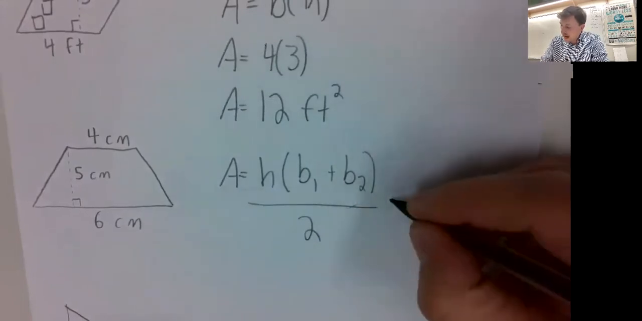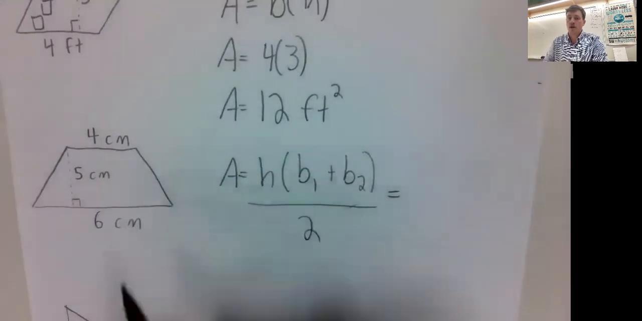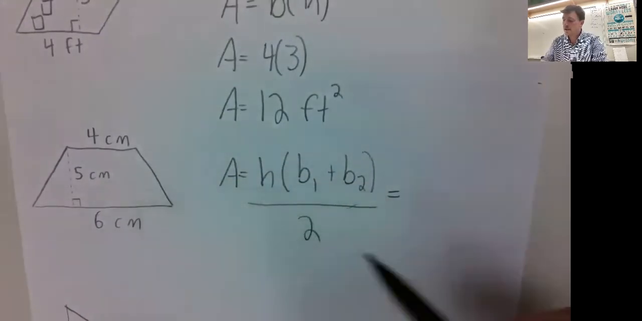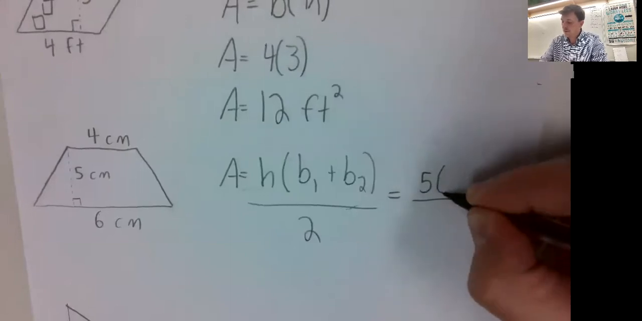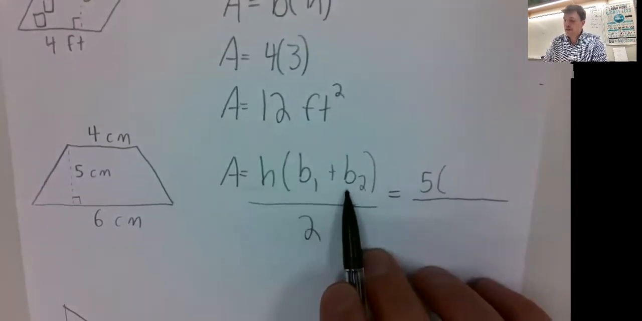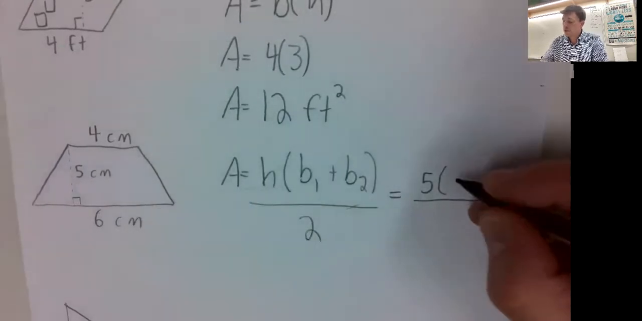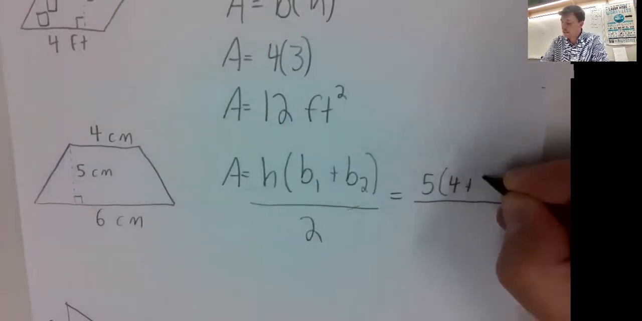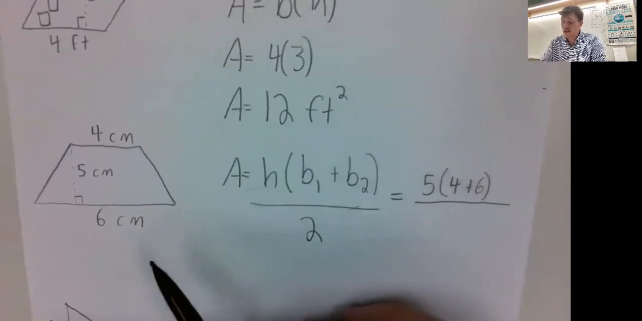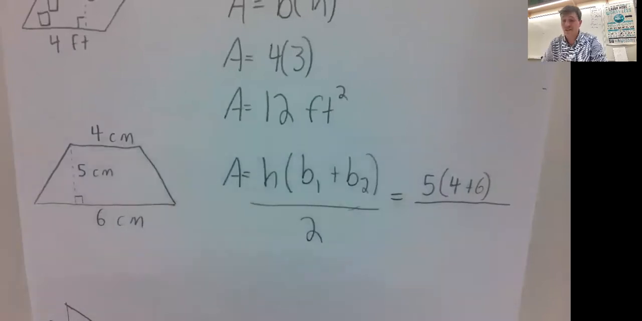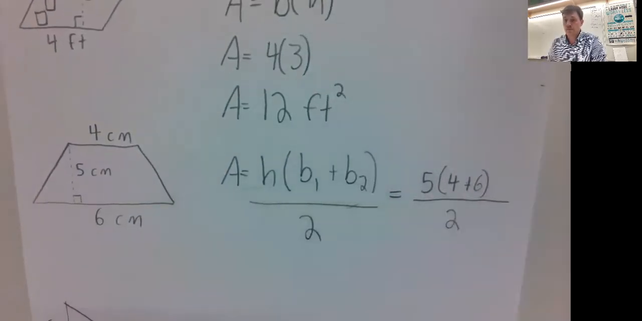So again, I'm just identifying what the height is. What's the B1? What's B2 from our shape over here? Well, the height, that's going to be 5, parentheses. B1 plus B2, those are my parallel lines, the top and the bottom. So it's going to be 4 plus 6. This is addition, so order doesn't really matter. If we wanted to count this as B1 or that as B2, we'd end up with the same thing. And then that's all over 2.